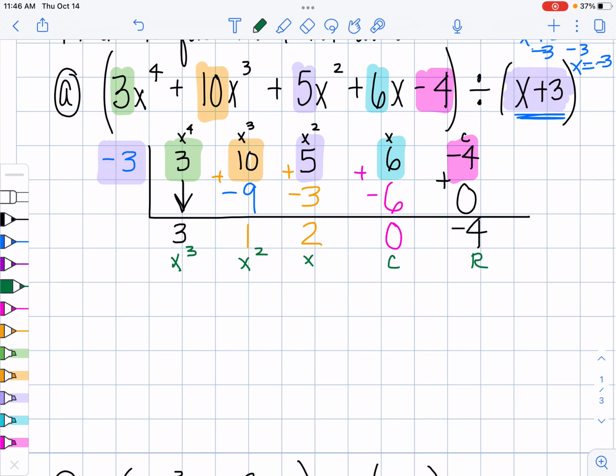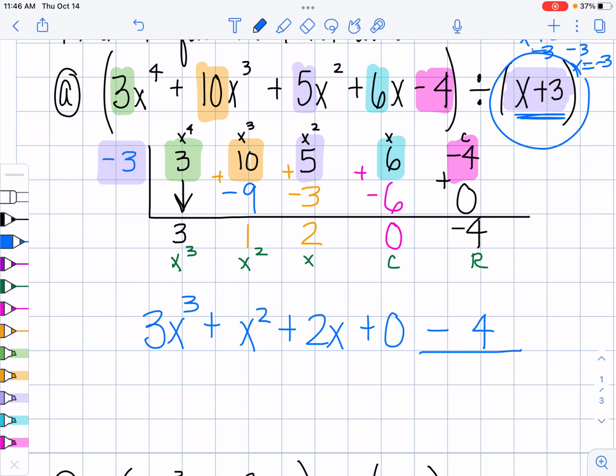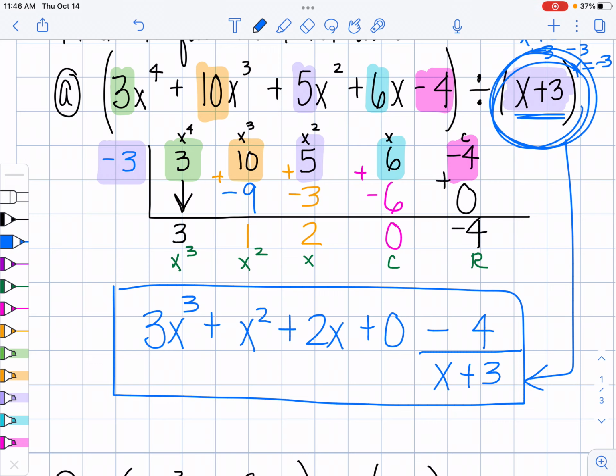So when I write out my answer, this is now 3x to the third plus x squared plus 2x. I have no constants, so technically plus 0, which I don't have to write. Minus, when I have a remainder, I write down the remainder, and then I divide it by what I was originally dividing by up here. So this becomes x plus 3. So my final answer would be this. You could write it this way, but remember you don't have to write the plus 0. If you don't write the plus 0, it's the same answer. And that's probably what you would see written as your answer.